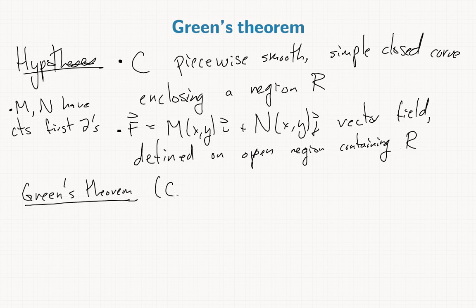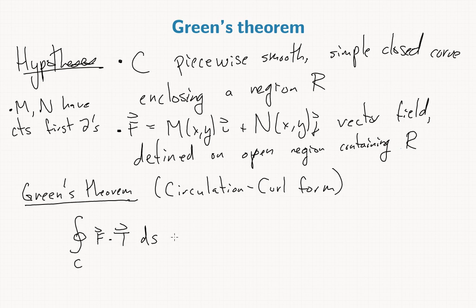So the first version is what we might call the circulation curl form. And this says if we integrate over C, F dot the unit tangent vector ds, then this is the same as integrating over the region R the k component of the curl of F with respect to area.